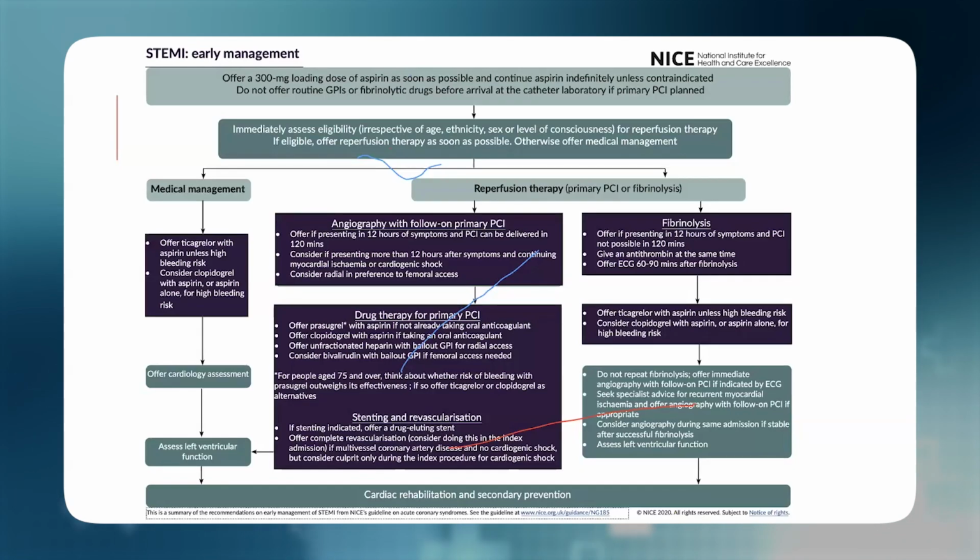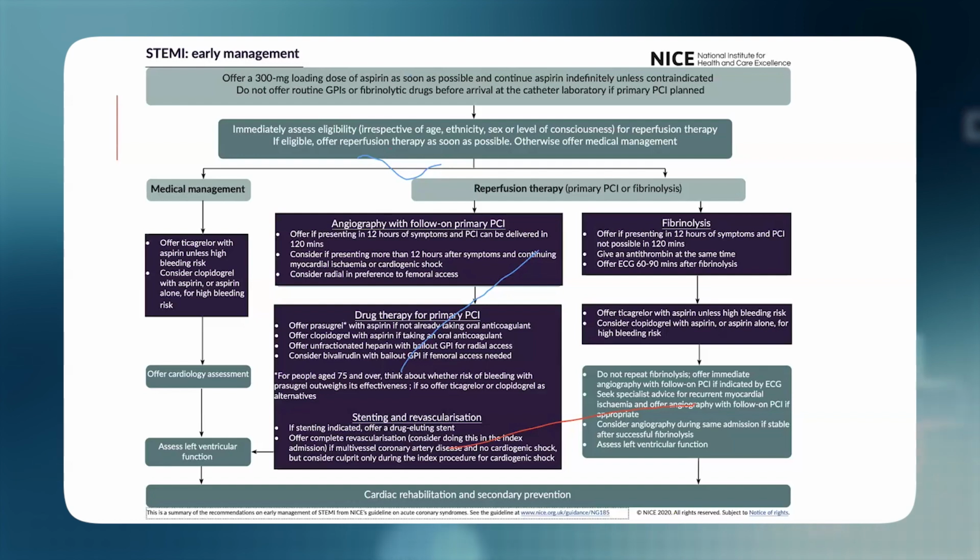Do an ECG 60 to 90 minutes after fibrinolysis. Always remember, in patients with renal dysfunction, we don't use low molecular weight heparin. We only use plain heparin, unfractionated heparin. Offer ticagrelor with aspirin unless high bleeding risk. Previously, we always used to say aspirin and clopidogrel. But now all the guidelines say give ticagrelor.